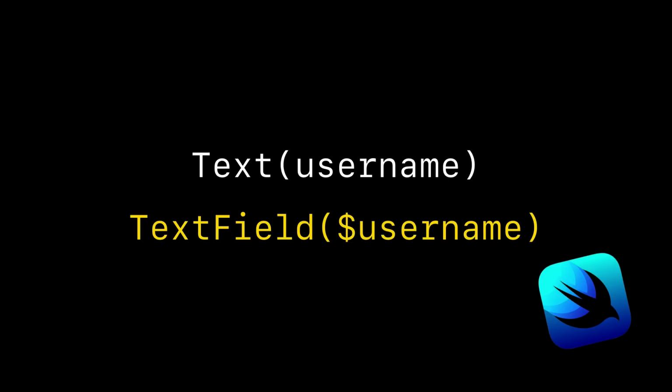So Text(someVar) reads a value. TextField($someVar) reads and writes a value. So that's how @State works. It asks SwiftUI to take control over a property so its value can change over time. And that's also how $someProperty works. It's a two-way binding between a view and a property, so when one changes, the other is also updated.